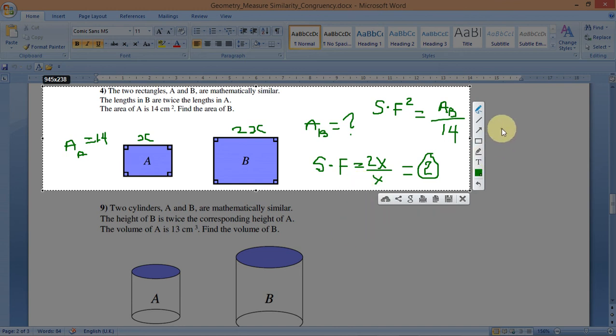Guys, sorry, I need to complete it here. Okay, so now scale factor is 2. So since I'm looking for AB, let me write AB first. Or let me just extend this one. Let me extend it, don't worry. I can extend this.